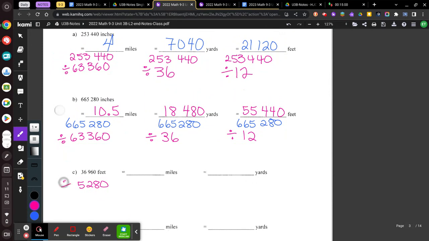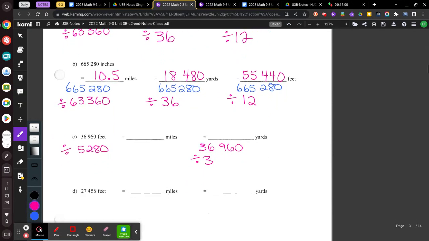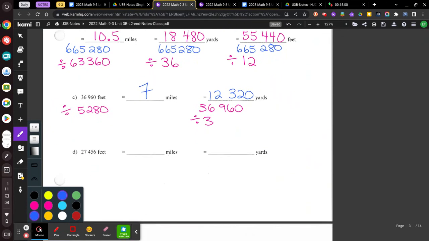So we are dividing, and we're starting with that same first number, 36,960, and then dividing. So feet to yards, find your yards, and you'll find the number 3. We're going down, so we're dividing. So this guy is divide by 3. All right, let's do our dividing and see what we get. So this should give us 7 miles and 12,320 yards.